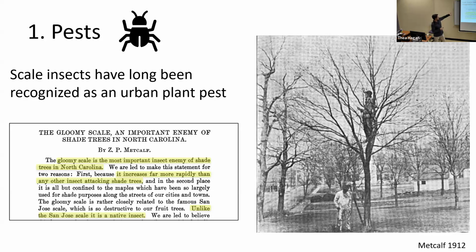But yeah, so we know scale insects have long been a pest, and in this article, they point this out, but then they also point out that unlike San Jose scale, which is an invasive species and was a huge problem back then, even native scale insects become incredibly problematic on trees in cities, but not in nature.